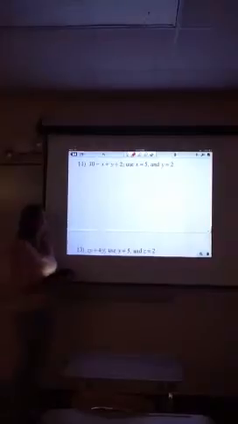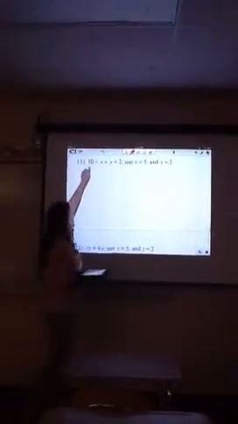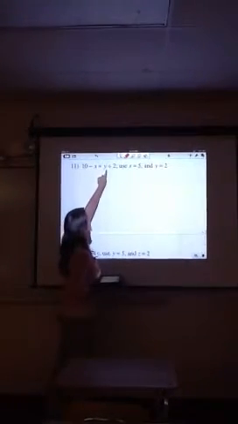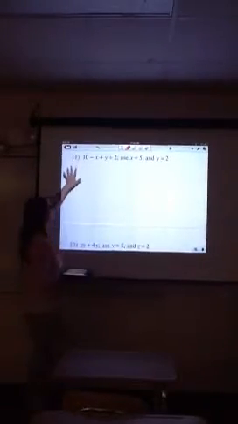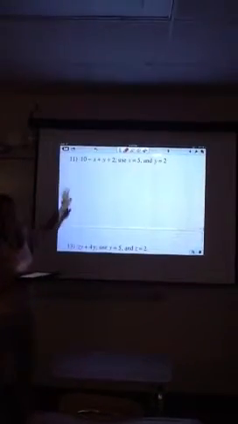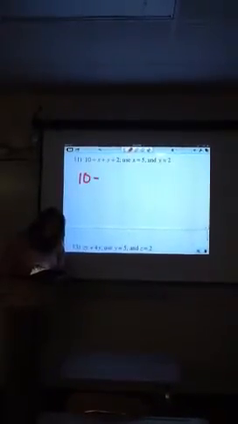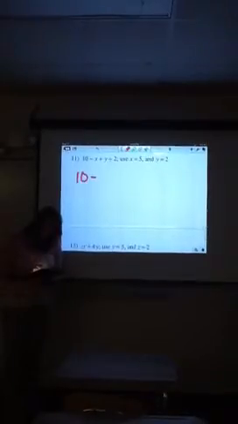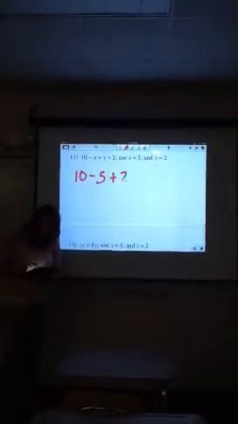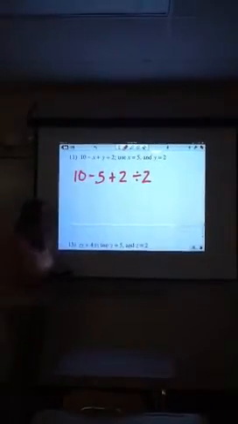Number 10, this looks like a long one here. Okay, 10 minus x plus y divided by 2. Okay, x equals 5 and y equals 2. Before I even begin to do any of this, I'm going to rewrite it. 10 stays the same, minus, I'll plug in 5 for x and 2 for y, and divide that by 2.